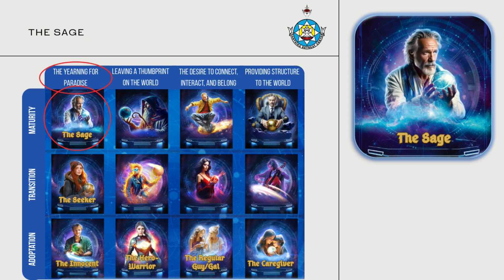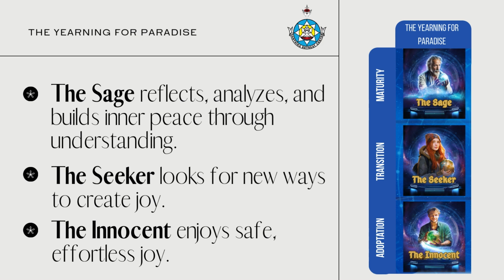That's when the sage appears. Instead of running outward, the sage turns inward and begins to study. They ask, what are the laws of this world? What is the deeper logic behind things? Through reflection and analysis, the sage finds peace by understanding. And so, within the sector of the yearning for paradise, 3 developmental levels emerge.